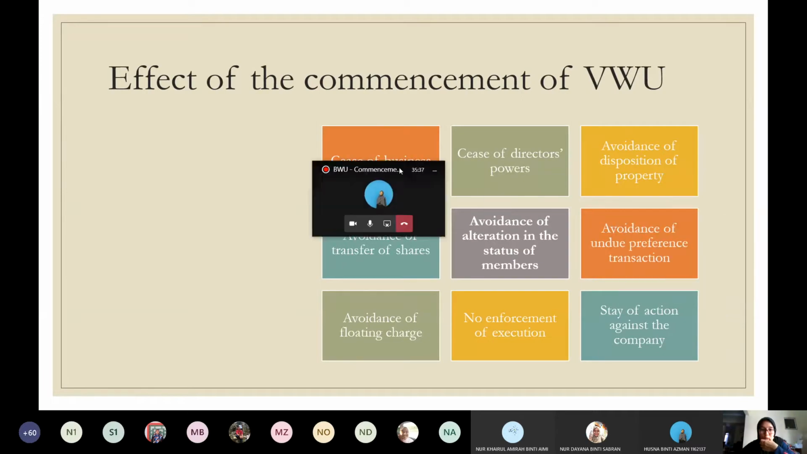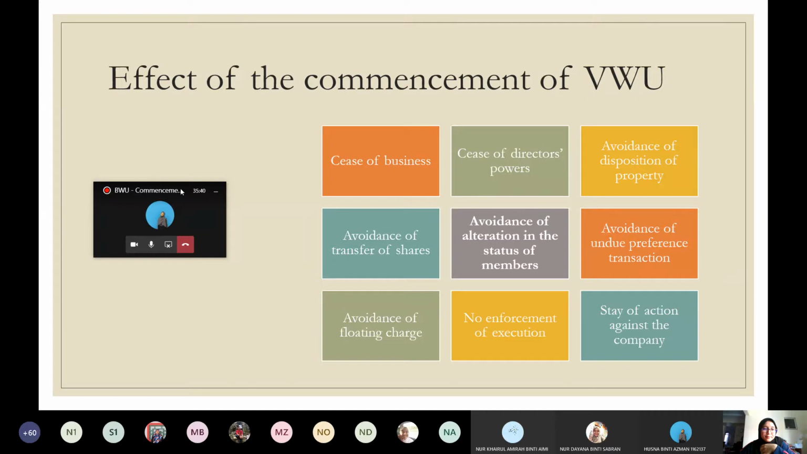Apa yang tak boleh buat ataupun effect of a transaction which is made subsequent to the commencement of the winding up. So kita rapat balik. So the business has to cease except with the liquidator sanction. Okay, second, the director's powers come to an end. That is except with the sanction of the liquidators. Disposition of property is void. Okay, and then transfer of shares is void generally. And then alteration in the status of members of the company is also void.